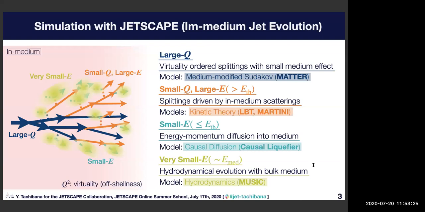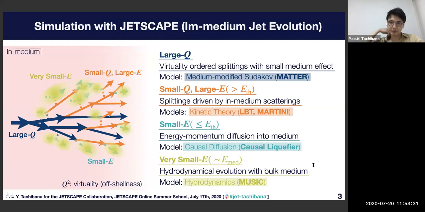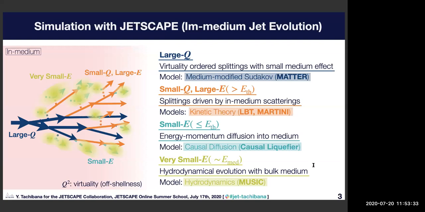Okay. Thank you. Can I add something to this real quick? Please. So for instance, if you want to add your own module, another matter or another LDT or Martini, for the JETSCAPE framework there's documentation online that was published in March of 2019 that tells you how to add those modules.